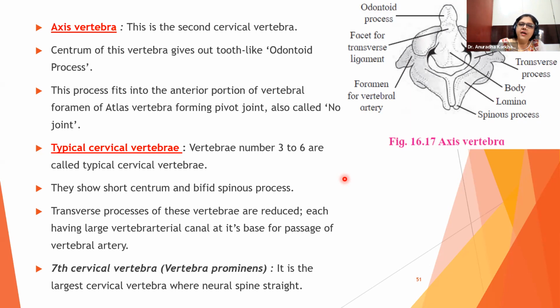The 7th cervical vertebra, which is called as vertebra prominens, is the largest cervical vertebra where the neural spine becomes straight. So 7th जो cervical vertebra है अपना neck region का, वो एक ही है जहाँ पर अपना neural spine जो है ना straight होता है. Otherwise it's in the curved position, either convex or concave.